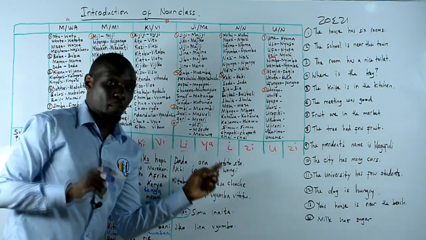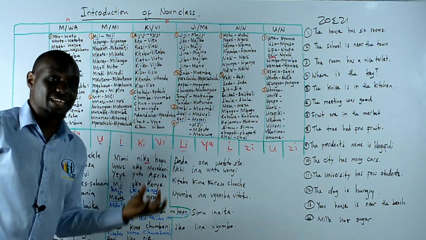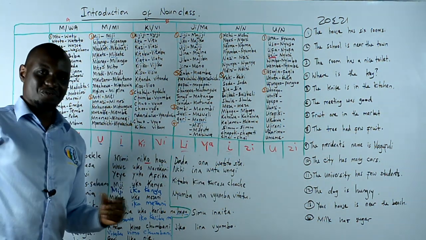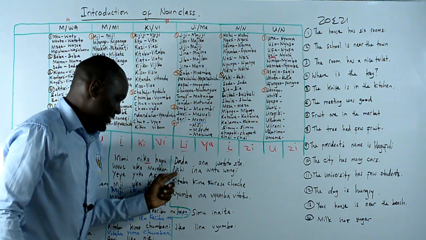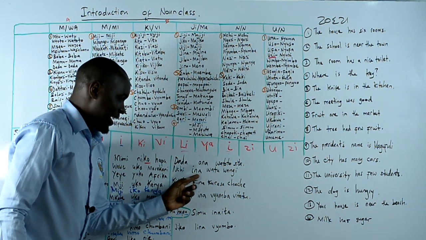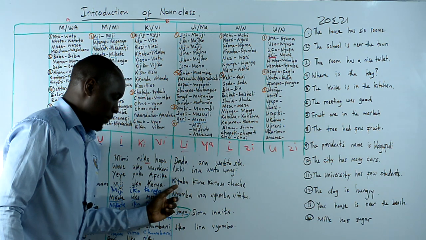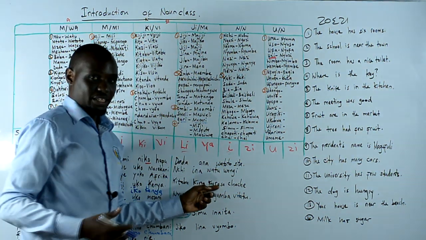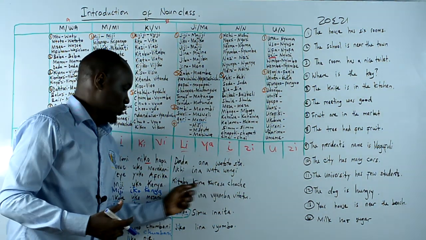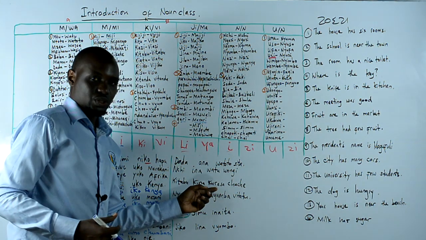Dada ana watoto. Pause and write them down. Translate them first. Dada ana watoto sita means sister has six children. What is the meaning of this sentence? Nchi ina watu wengi. The country has many people. Kitabu kina kurasa chache. Kurasa is the page. So, kitabu kina kurasa chache. The book has few pages.